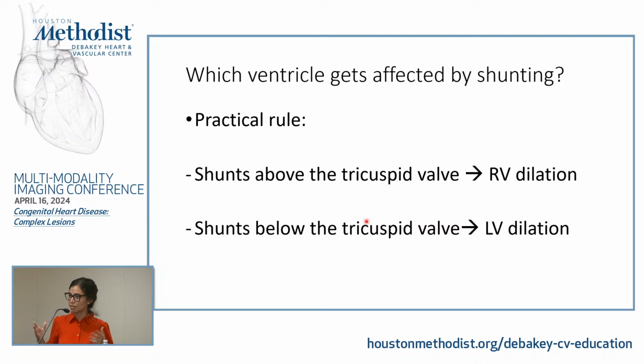and RV enlargement. And those are the chambers that we focus on when we report, because the criteria are based on the size of those chambers, yeah? So what about defects below the tricuspid valve? VSDs, what else? PDA, that's great. What else? Window, yeah, AP window, aortopulmonary window, yes.